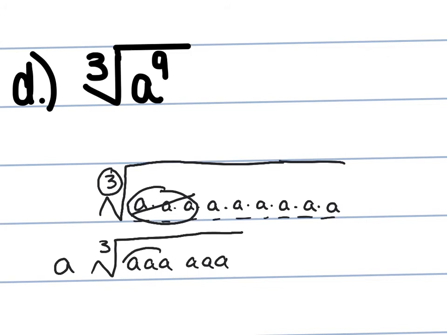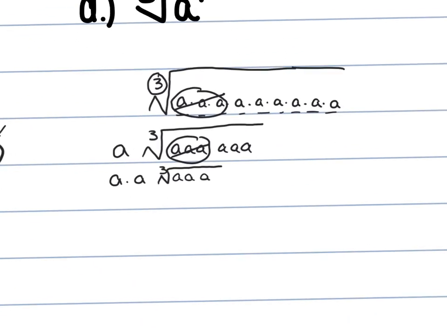But every time I see 3 A's, I can pull out an A. So now I have 2 A's on the outside. And how many are left on the inside? Another set of 3. But every time I see 3 A's on the inside, I can pull out an A. So I get A times A times A with nothing left inside. And A times A times A is what? That's so many A's. What is A times A times A? A to the 3rd. Now, that is our final answer.